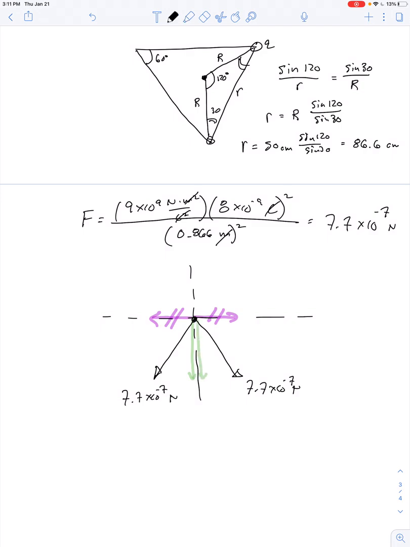And in each case, that would be F times the cosine of 30 degrees. But there's two of them, so our net force is equal to 2F cosine 30 degrees, and we can substitute 7.7 times 10 to the negative 7th for F.